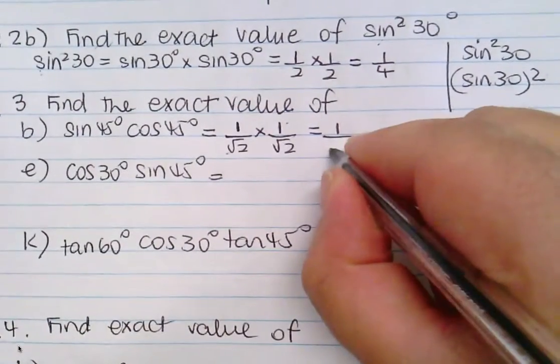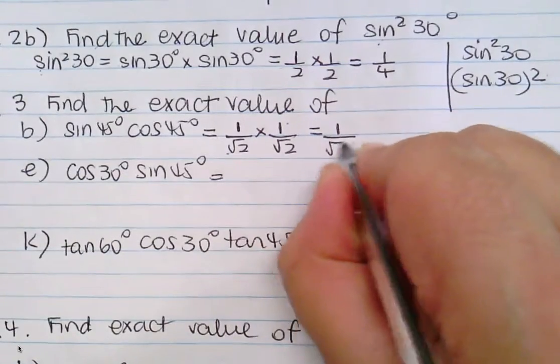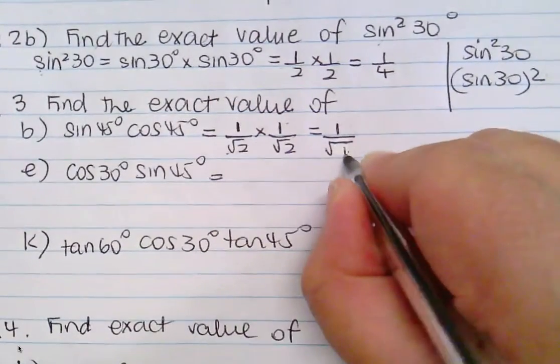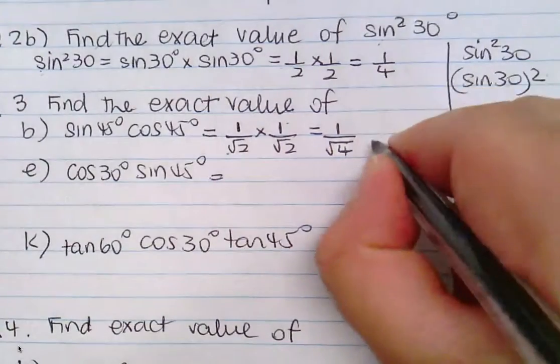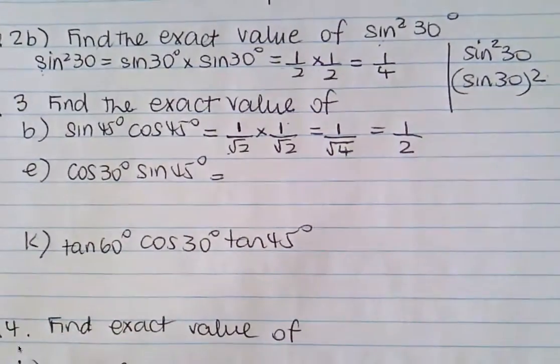Square root of 2 times square root of 2. Whatever's under the square root signs, you multiply together and keep them under there. It's actually the square root of 4, which is 2.